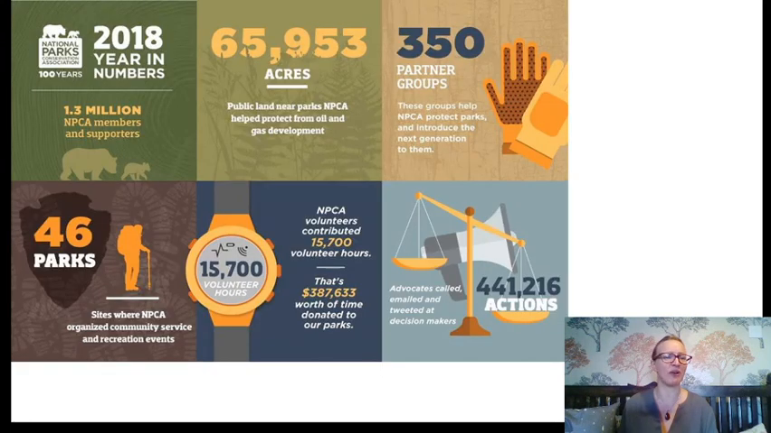So this is just an infographic about the National Parks Conservation Association, which has been going for, was 100 years in 2018. Got the numbers, so 1.3 million members, 65,953 acres, 350 partner groups. Partner groups is really important actually. You often have governments and lots of different organisations and Indigenous populations working together to try and establish these national parks. So it's really important that they've got that communication between them.